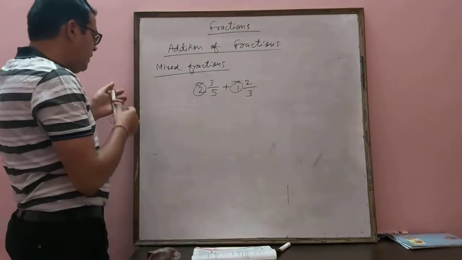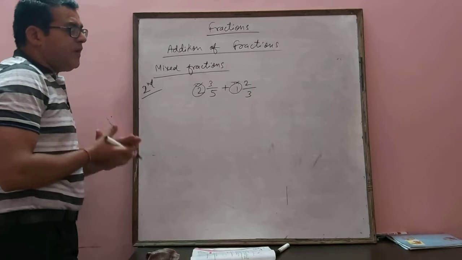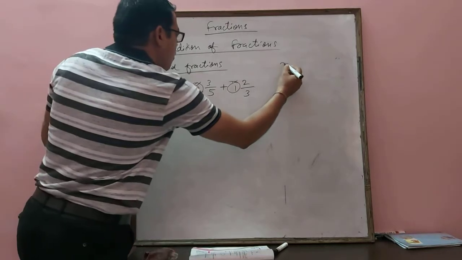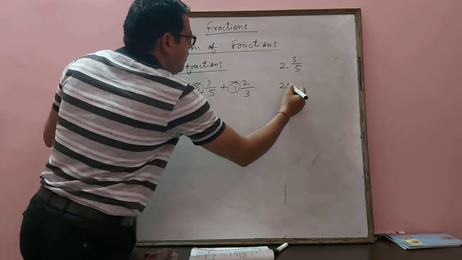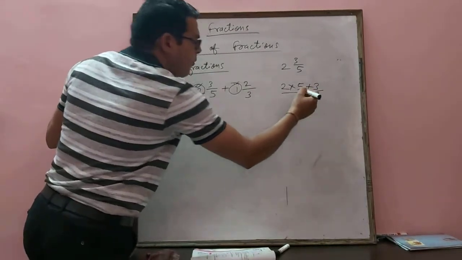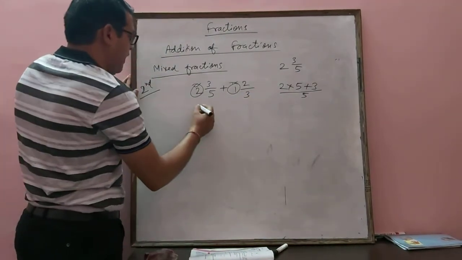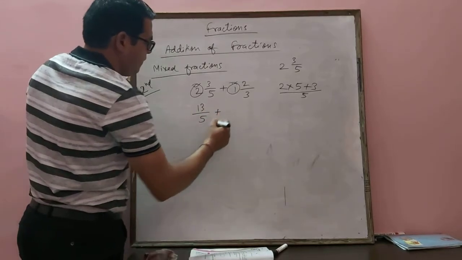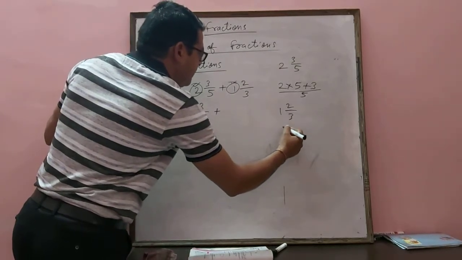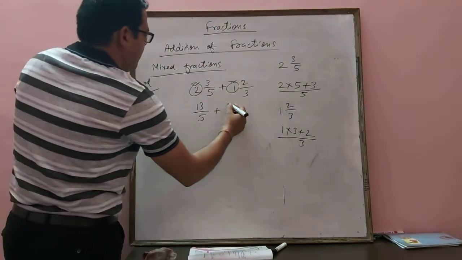Right? How can we? This is the second method. First we need to convert this mixed into improper. How can we convert? 2 whole 3 by 5. The rule says that if we multiply 2 with 5, then we add 3 to it and divide by 5. We have already discussed all these things. So 5 twos are 10 plus 3, 13 upon 5. So we can write it 13 by 5. And the second is 1 whole 2 by 3. 3 ones are 3 plus 2, so 5 by 3 we can write it.